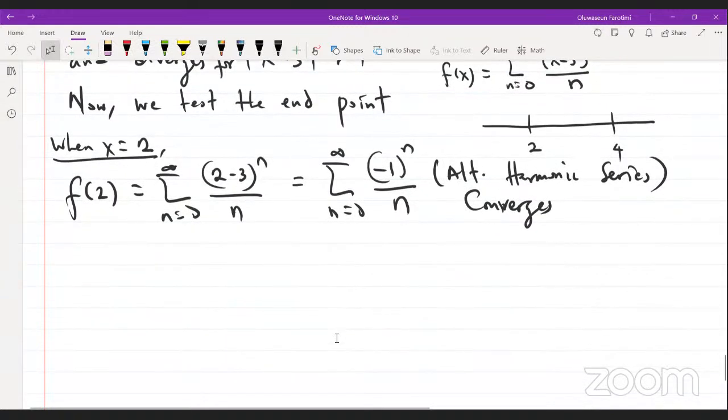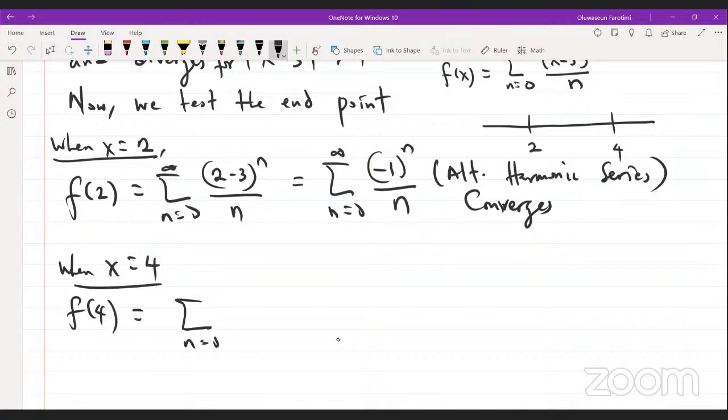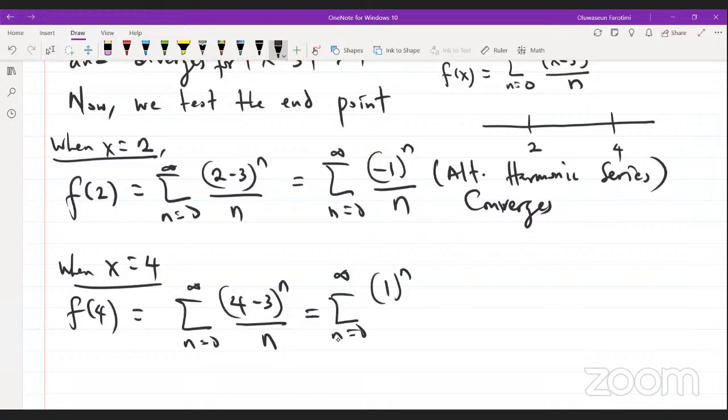So now that's the left end point. So what about the right end point when x is 4? F of 4 is going to be this guy. Now you notice that every time we plug in the endpoint, it gives us a known series. So that's another way to help your understanding. It gives you something you know, whether it converges or diverges.